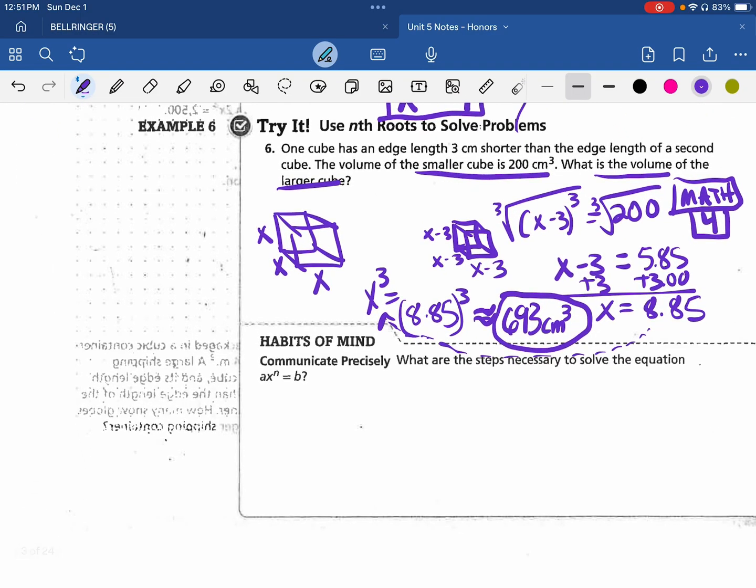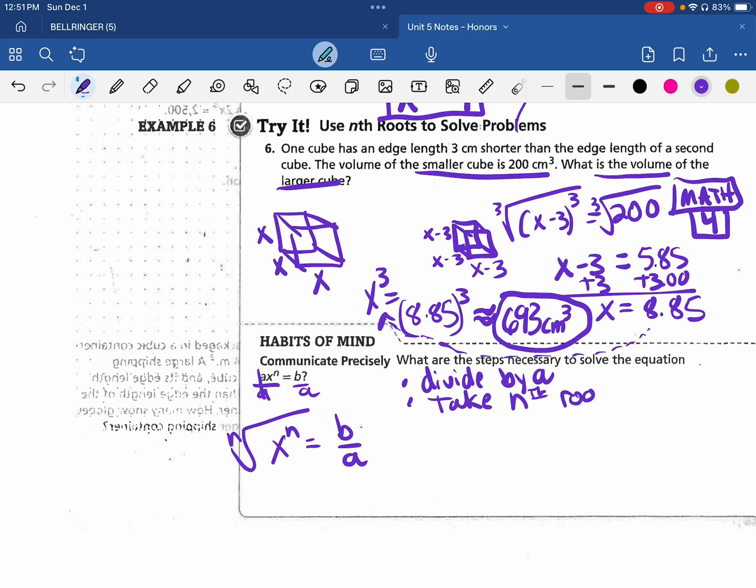What are the steps necessary to solve the equation? So, of course, first you're going to divide to get the x alone. So you divide by a, then take the nth root of both sides. So our answer would be x equals the nth root of b over a.